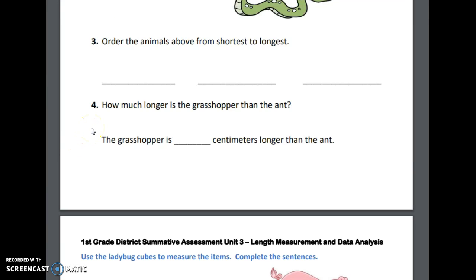Question 4 says, how much longer is the grasshopper than the ant? So if I were you, I would write a number sentence right in here showing how you calculated that, and then put your answer on this blank. The grasshopper is blank centimeters longer than the ant. Go ahead and do that now.